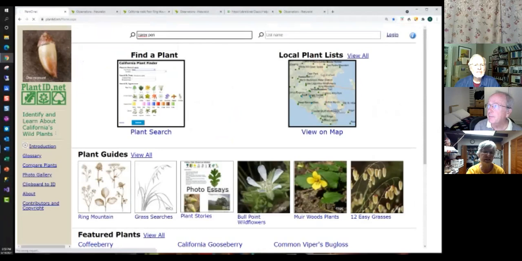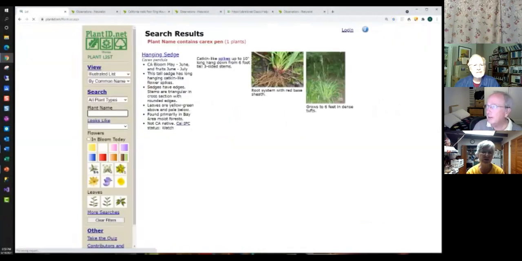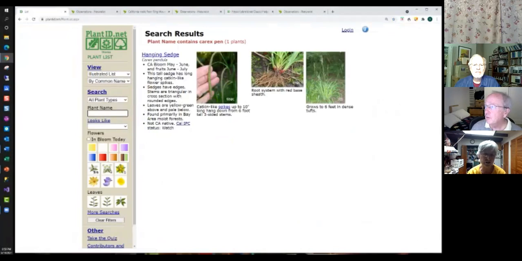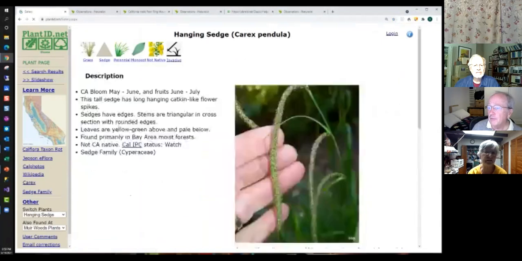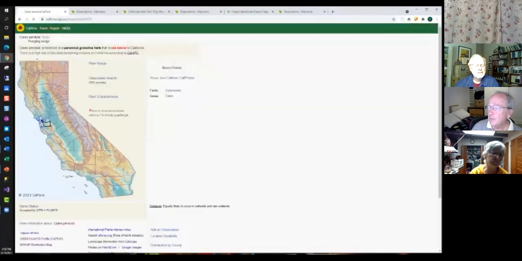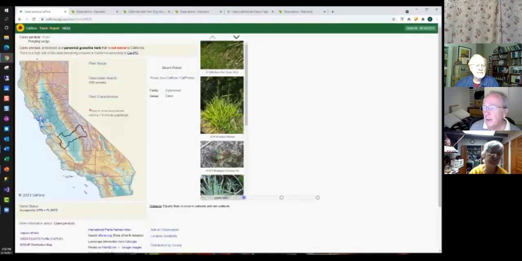Can you hear me okay? Yeah. Okay, here it is, hanging sedge, Carex pendula. So if we go to the plant page for Carex pendula, this CalFlora page gives a range map that shows where it appears in California. This is a very interesting plant, isn't it? Because it doesn't appear in a lot of different places. There's a high risk of this plant becoming invasive in California, according to Cal-IPC. That's interesting. So I think probably what you're looking for is something a little finer tuned than that.